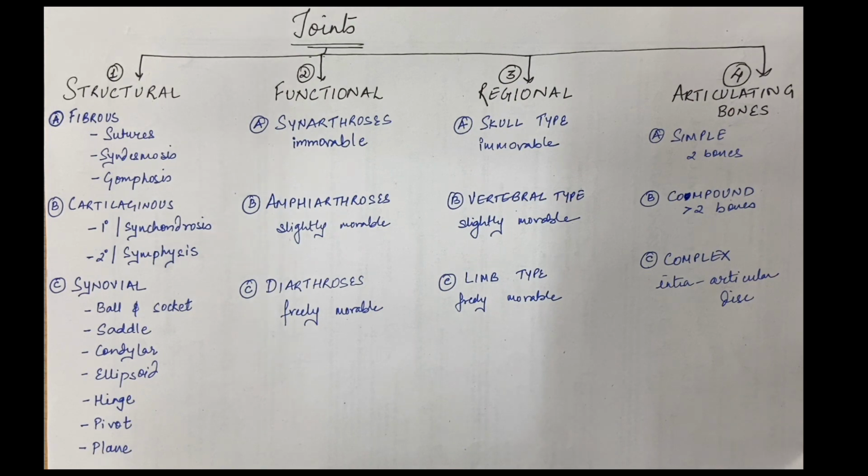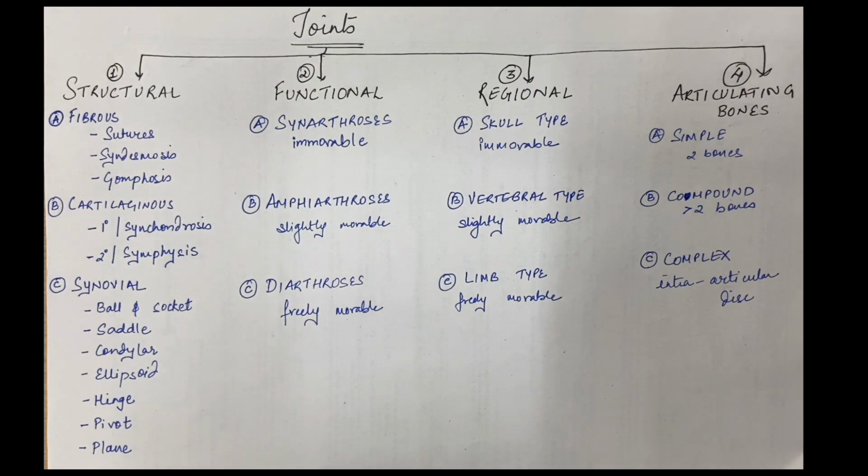So what is a joint? If you see the definition, then a joint is a junction between two or more bones or cartilages. Right? So either between bones or between cartilage. Both are considered as a joint.